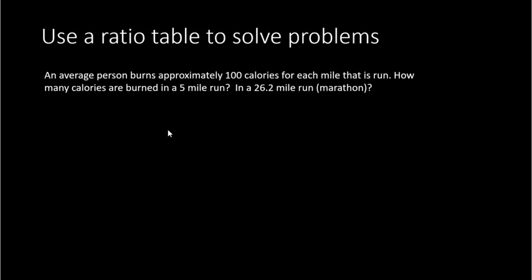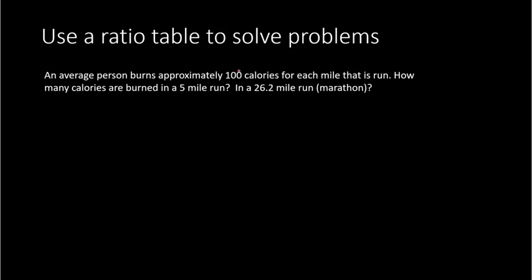So now that we know how to use the ratio table and how to fill in missing parts, we can use a ratio table to solve word problems as well. All right, so here, this is actual information, true statistics. We're told that an average person burns approximately 100 calories for each mile that is run. That is actually a true fact. And the question is, how many calories are burned in a 5-mile run and then in a 26.2-mile run, which would be a marathon?